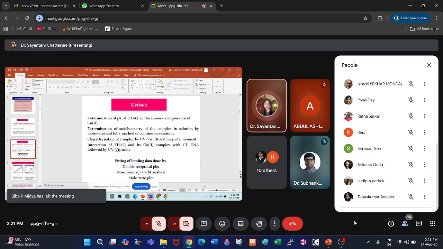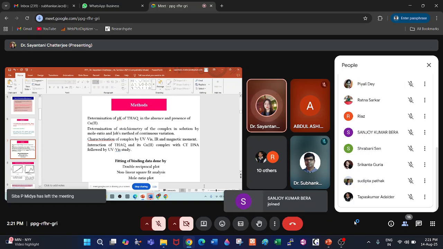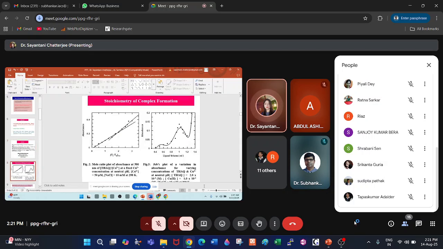Now the methods applied were the physicochemical methods. First, we are talking about the physicochemical methods. For stoichiometry determination, the mole ratio method and Job's method were applied, and both methods indicate that 1:2 is the stoichiometry of THAQ in the presence of copper.